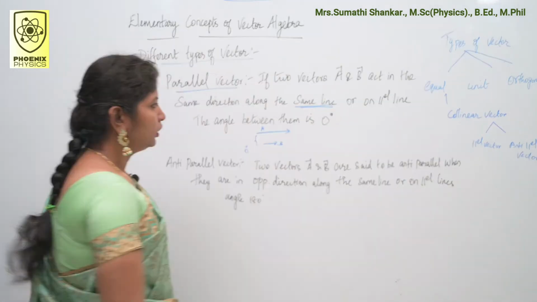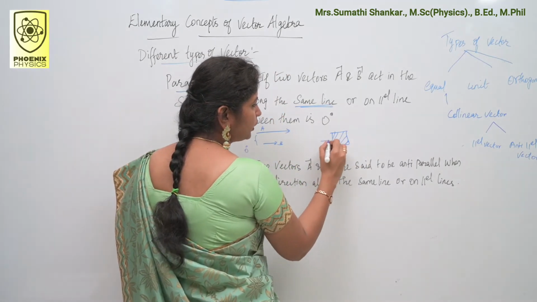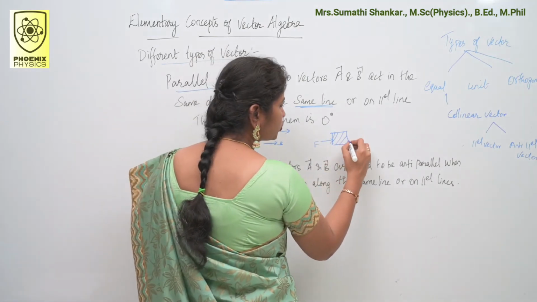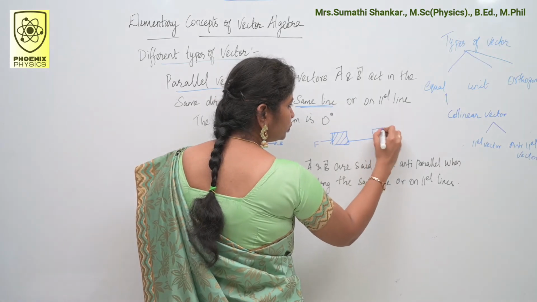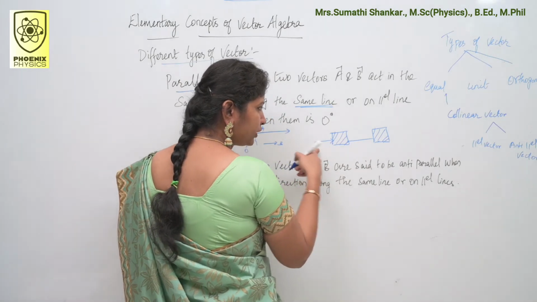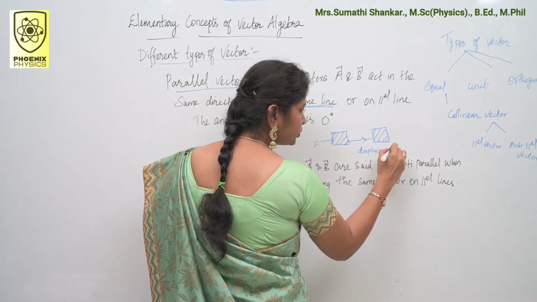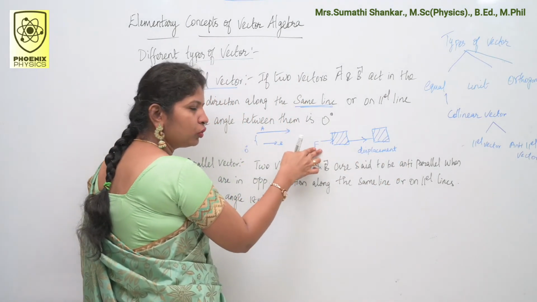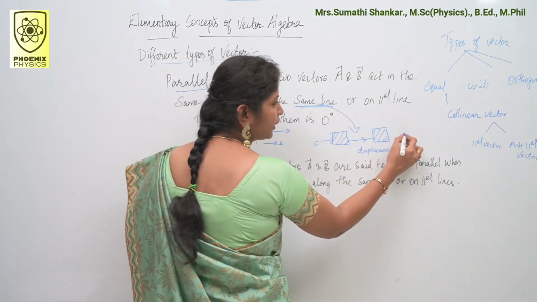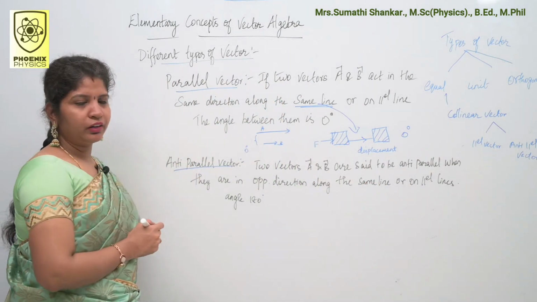For example, consider the wooden box. Okay. So here I am applying force. Due to this force, the box moves to this position. So here the force vector and displacement vector, you know that displacement is a vector quantity. So the force and displacement act on the same line. So the angle is 0 degree. Up to this clear?